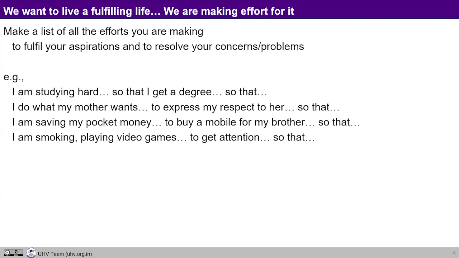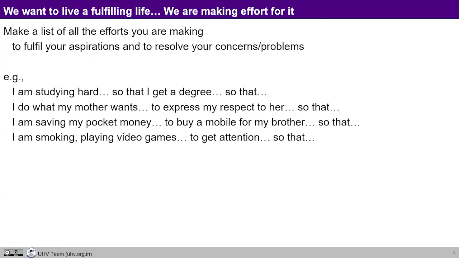So let us be very real. We are not doing something theoretical. We are trying to relate whatever content is being shared here to the life of a human being. So let us first of all relate it to our life. And at a personal level, we may make a list of all the aspirations that we have. Okay, all the concerns that we have.